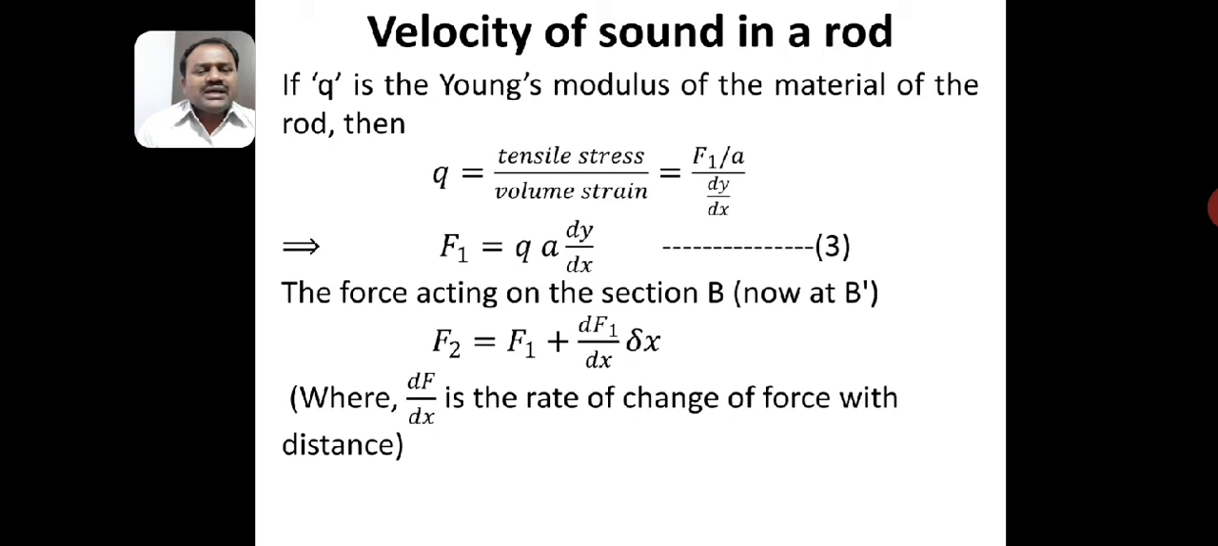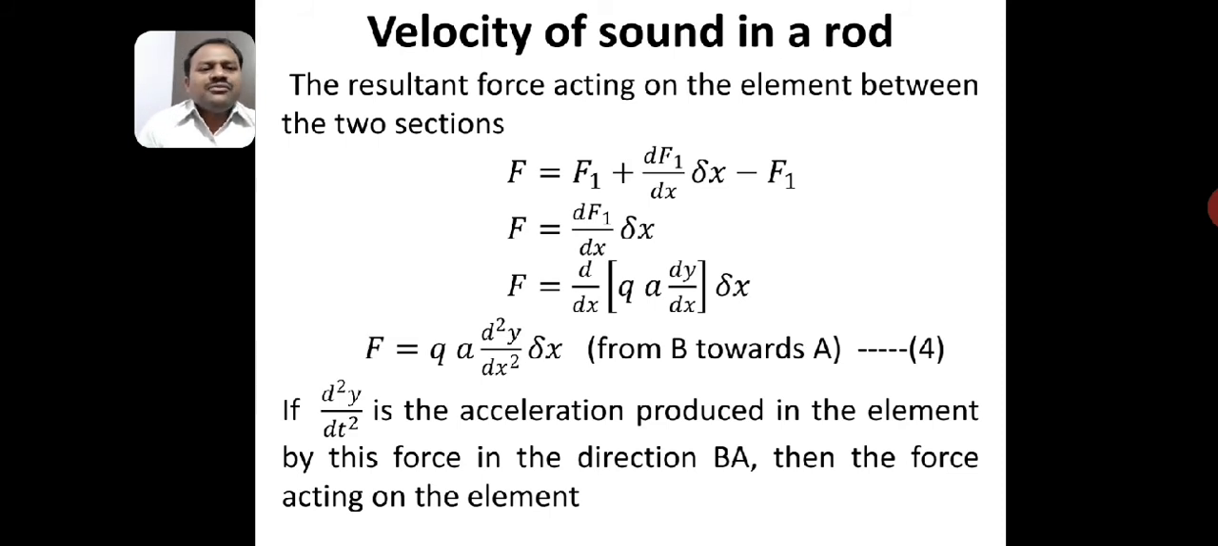Now the force acting on the section B can be written as F2 is equal to F1 plus dF1 by dx into delta x, where dF1 by dx is the rate of change of force with distance, because all the layers of the rod will not be subjected to the same amount of force. Section A is subjected to a force, but B is subjected to a different force, identified in terms of the rate of change of force with distance. Therefore, F2 can be written as F1 plus an additional force dF1 by dx into delta x.